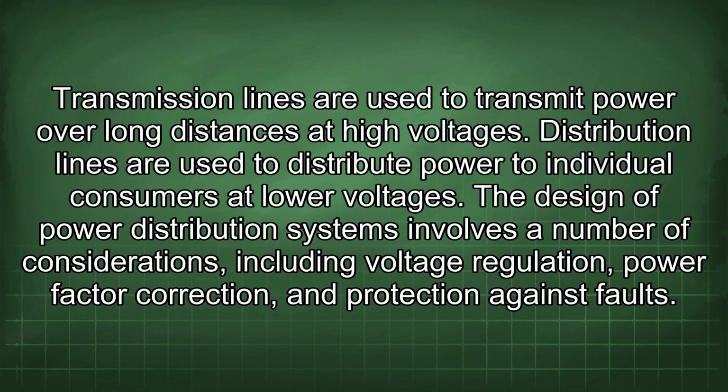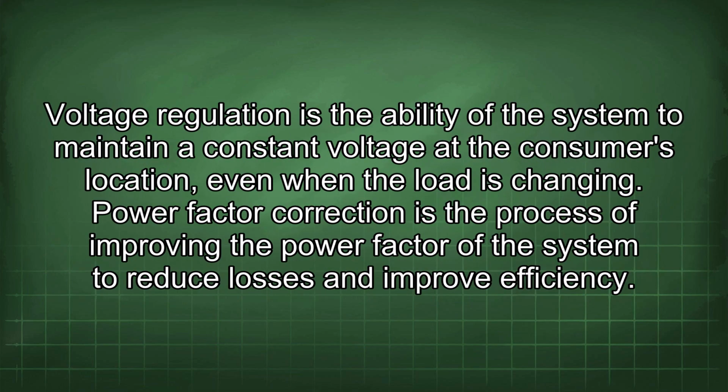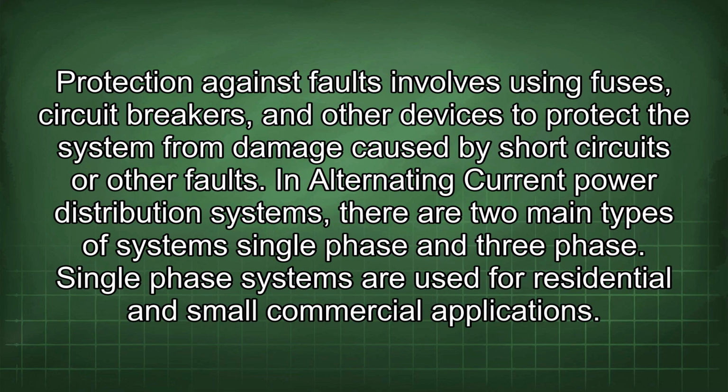The design of power distribution systems involves a number of considerations, including voltage regulation, power factor correction, and protection against faults. Voltage regulation is the ability of the system to maintain a constant voltage at the consumer's location, even when the load is changing. Power factor correction is the process of improving the power factor of the system to reduce losses and improve efficiency. Protection against faults involves using fuses, circuit breakers, and other devices to protect the system from damage caused by short circuits or other faults.